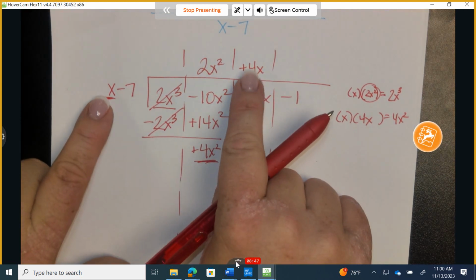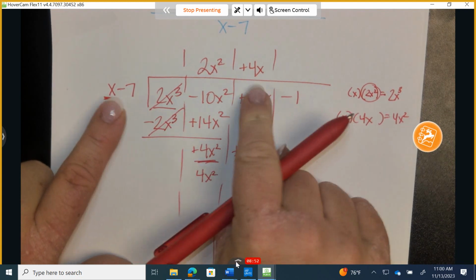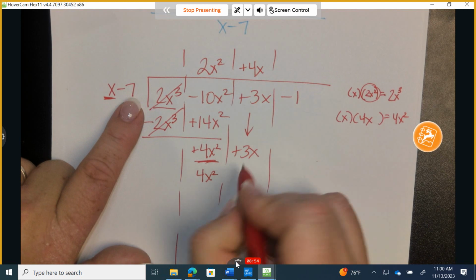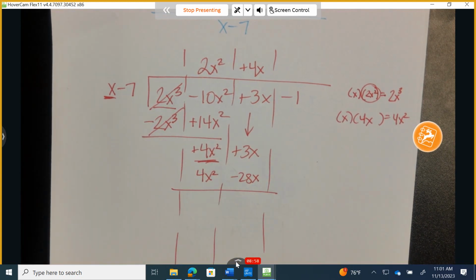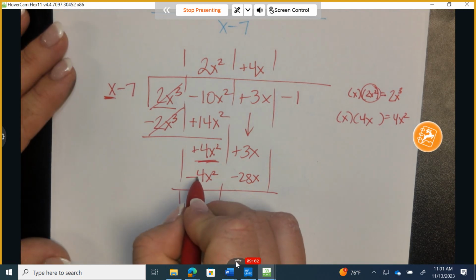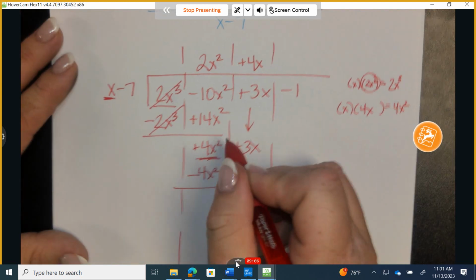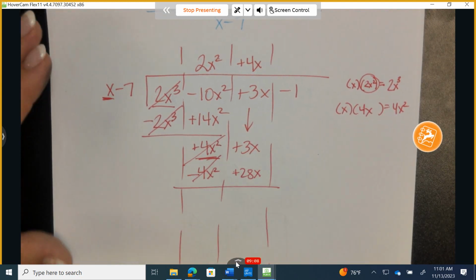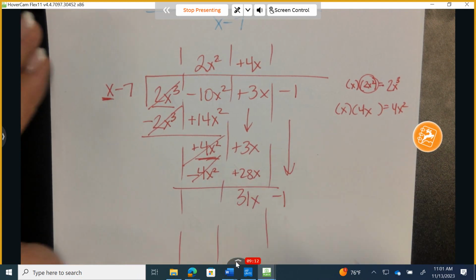Now I'm going to distribute step 2. 4x times x is 4x squared. 4x times -7 is -28x. Change the signs of everything on the second row. It was positive, make it negative. It was negative, make it positive. Okay? And now we combine. So they cancel out. We combine to get 31x, and we bring down the last number.